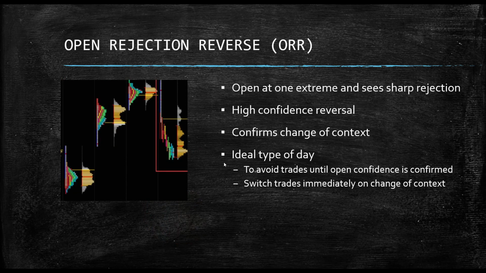The next of the open types is the open rejection reverse. Prices open at an extreme and see a sharp rejection to head in the other direction. This often occurs when the markets attempt to make swing highs or lows. So from the example, the market opens within the previous day's value area, looks above the weekly highs, gets rejected swiftly to head in the opposite direction, forming value lower. So this marks a change in the context in the intermediate term, forming a swing.